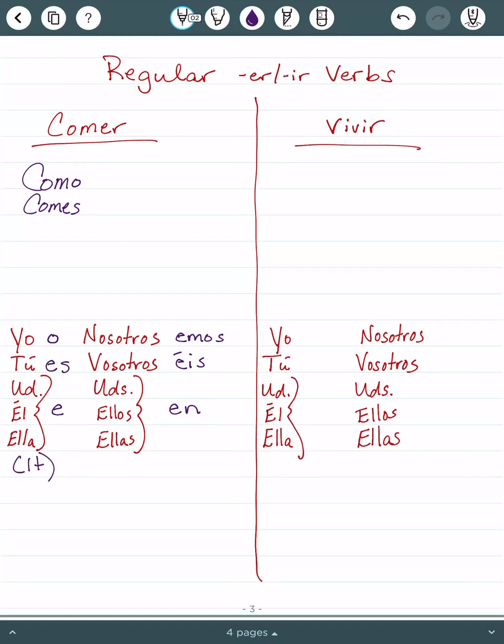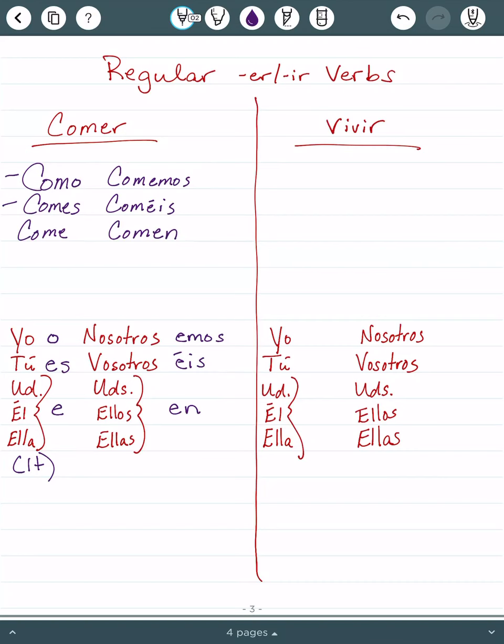So back up here to my conjugations of comer. Yo como, I am eating. Comes, you are eating. Come would be he or she is eating, or you are eating if it's formal, or even it. Then for nosotros, comemos. Vosotros, coméis. Ustedes, ellos, and ellas comen. So that's it, and that works for any ER verb. Just stick those endings on there.